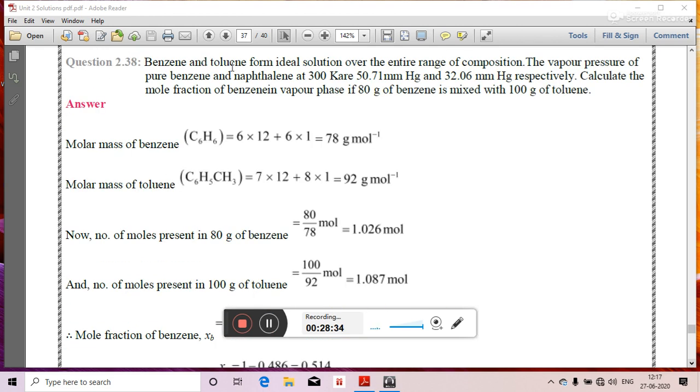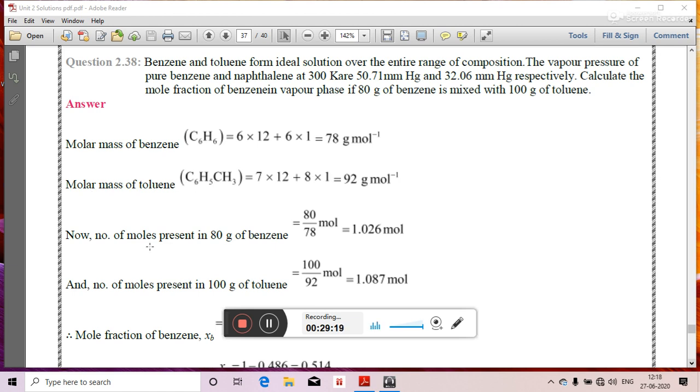Question number 38. Benzene and toluene form ideal solution over the entire range of composition. The vapor pressure of pure benzene and toluene at 300 Kelvin are 50.71 millimeter mercury and 32.06 millimeter mercury respectively. Calculate the mole fraction of benzene in vapor phase if 80 gram of benzene is mixed with 100 gram of toluene.